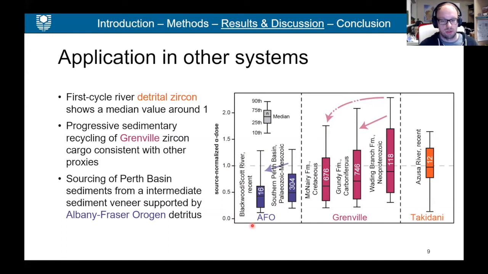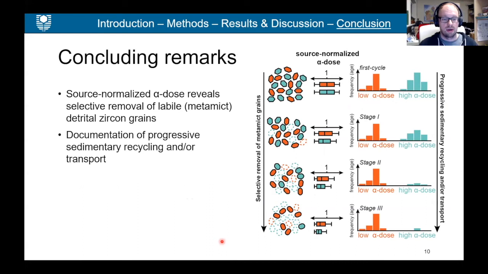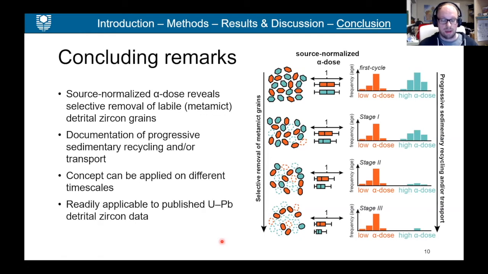So essentially, we can see this works on a different time scale, and also for published data, because the uranium and thorium concentrations are things we measure anyway with the geochronology. And I just want to conclude what I said before. Right hand side is just the concept again. So we believe that source-normalized alpha dose can reveal selective removal of metamict detrital zircon grains. Thus, we can document progressive sedimentary recycling and/or transport. We can apply this concept on different timescales, and we can apply this method also to already published uranium-lead detrital zircon data. Thank you.